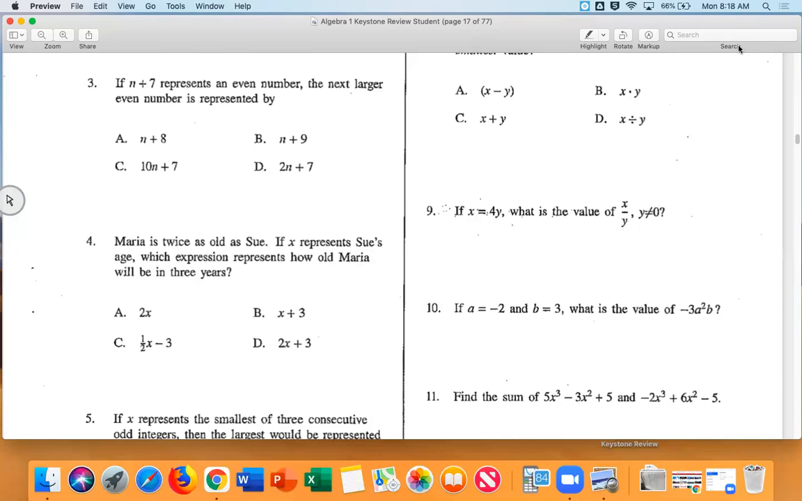6. So if n is 6, 6 plus 7 represents an even number. Is that true or false? Is 6 plus 7 even? Emma?